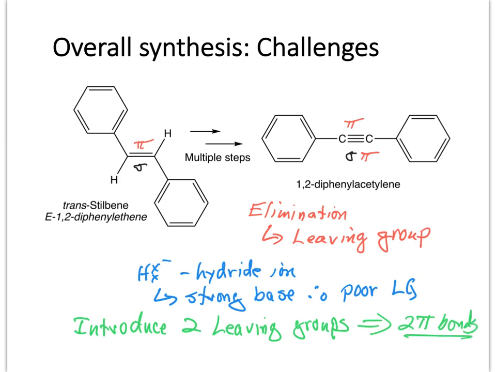Now, our favorite leaving groups are halogens. Things like bromine. So if we're going to introduce two leaving groups, we might think we could use molecular bromine as the source of the two bromine atoms to be our two leaving groups. Let's look at that reaction. It's a reaction we've done before.